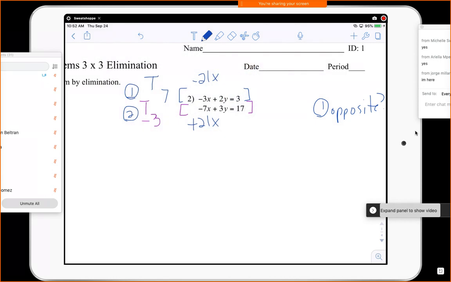I know it's still catching up. So you rewrite everything. Sorry, I'm letting it catch up. Okay, so I'm rewriting the first equation. I multiplied 7 times negative 3x. You get negative 21x. 7 times 2y, you get 14y.